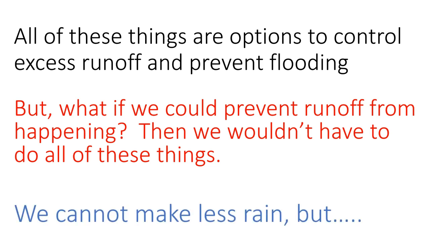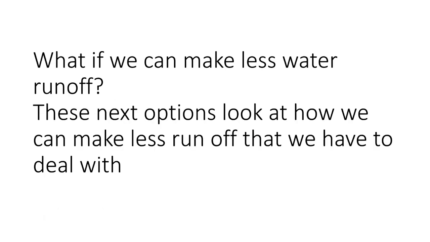Well, we can't make less rain, but what if we can make less water run off? Let's look at some options that we can actually use to make less runoff even though we have a lot of rain. The first example is going to be porous or permeable pavement.